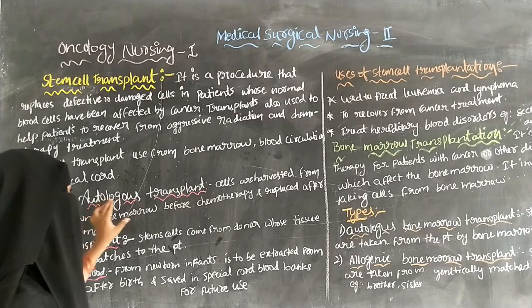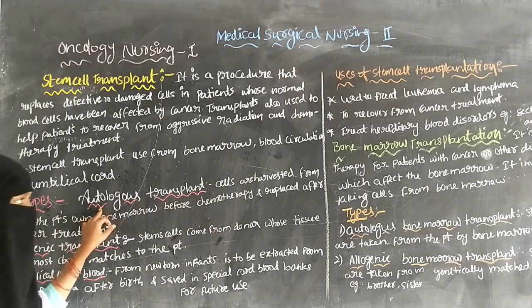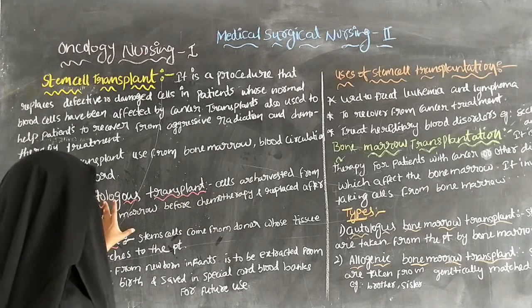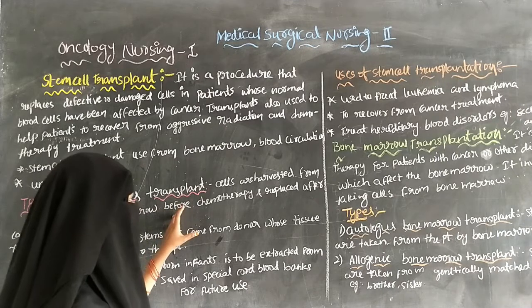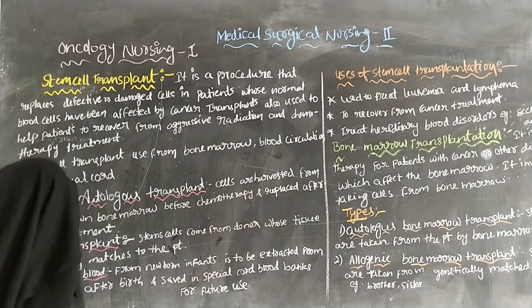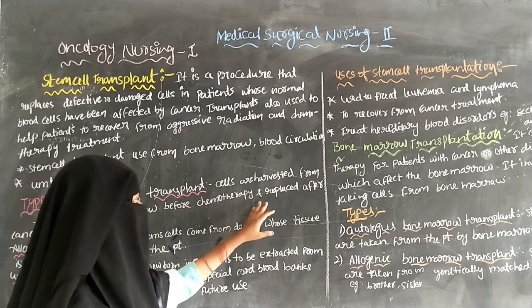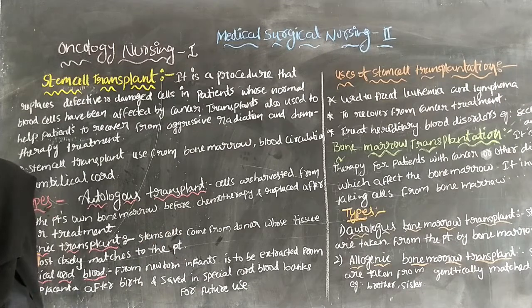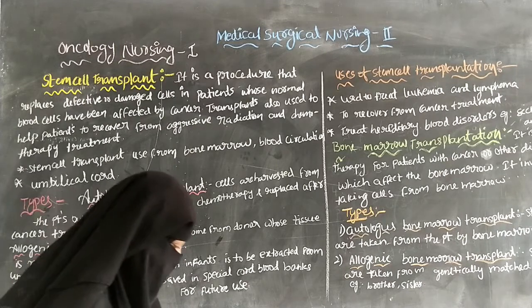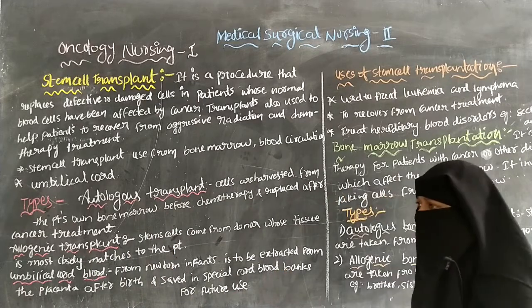In autologous transplant, auto means self. Autologous transplant means the cells are harvested from the patient's own bone marrow before chemotherapy and replaced after the cancer treatment.